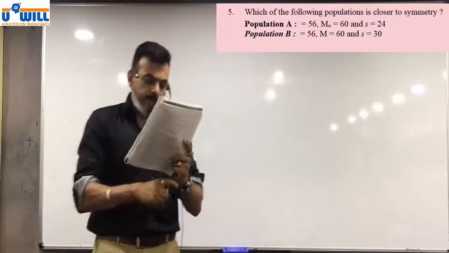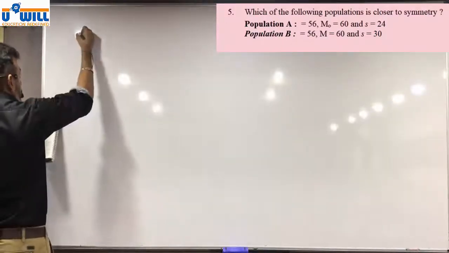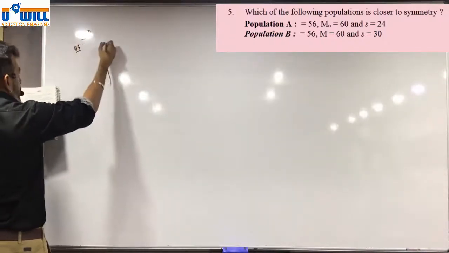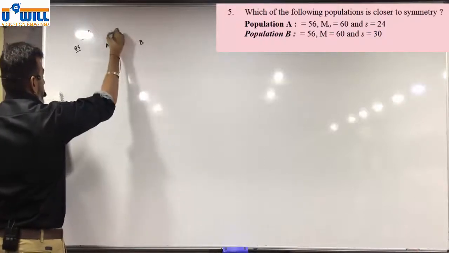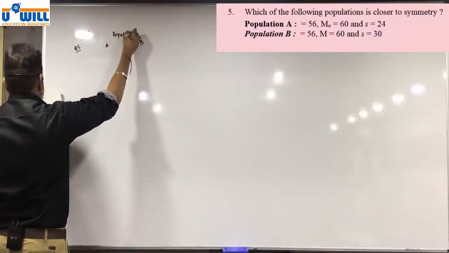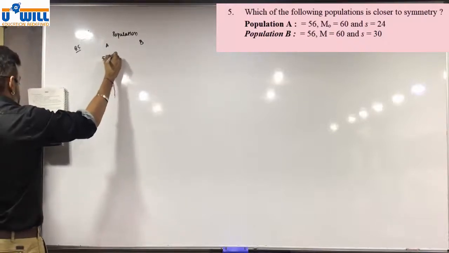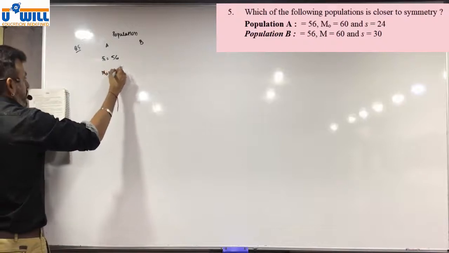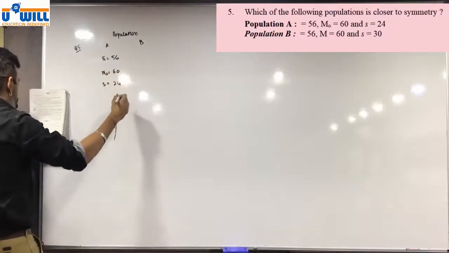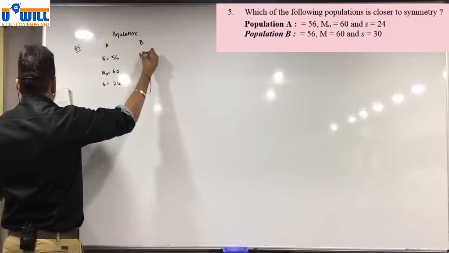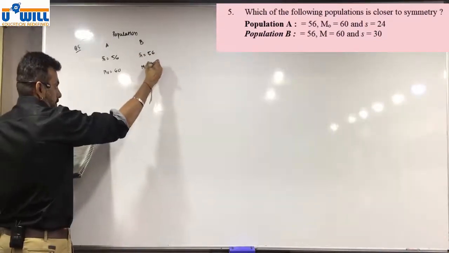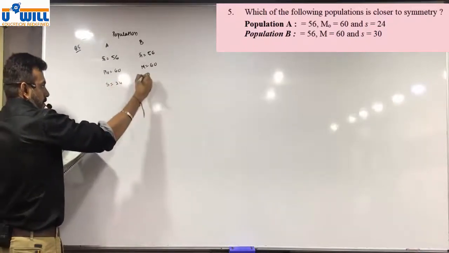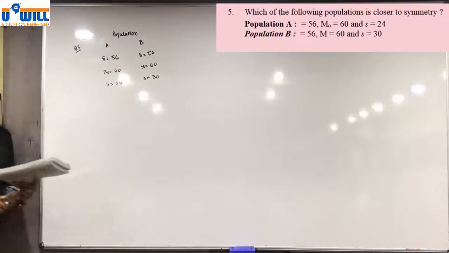Now, let's write the information. Section D, question 5, populations A and B. Population A: mean 56, mode 60, standard deviation 24. Population B: mean 56, median 60, standard deviation 30.